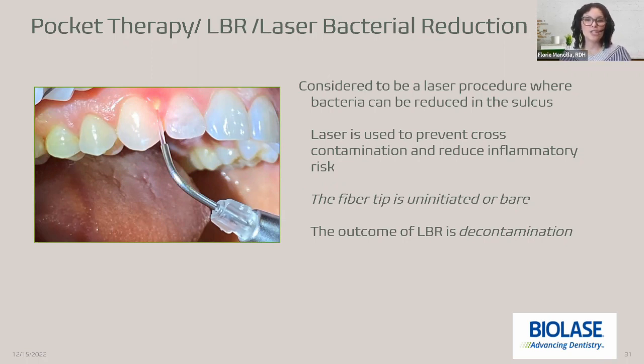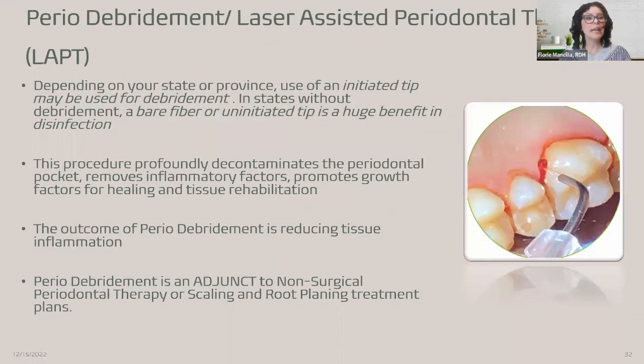We use it with an uninitiated tip or a bare fiber, as you can see here. The light energy is getting in there. The outcome of this is going to be decontamination of the pocket. We use it in adjunct to our non-surgical periodontal therapy cases. So in this, depending on your state or province, again, you might have to use an initiated tip for debridement. In states without debridement, a bare fiber or an initiated tip is a huge benefit in disinfection. So the ultimate goal with laser-assisted periodontal therapy is you want to rehabilitate that tissue. You want to reduce those inflammation factors, and you do want to have some decontamination going on.